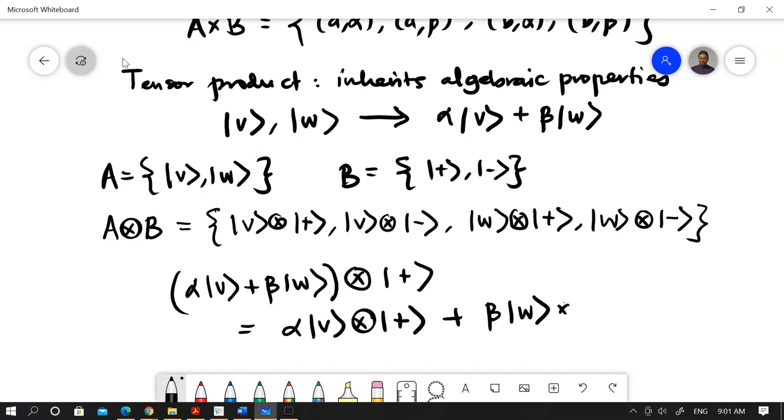Similarly, I can do the linear superposition with respect to plus and minus, and I'll get the same thing. Let me just write it down.